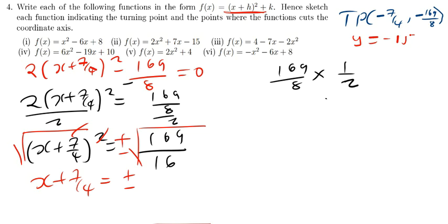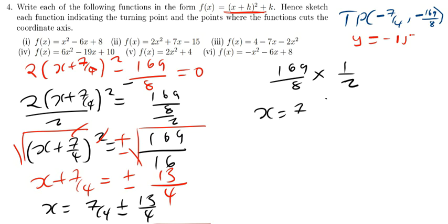It should be 13. The square root of 16 is 4. So what I have now is I'll shift this to the other side. x will be equal to 7 over 4 plus or minus 13 over 4. So the x values that I expect to have is x equal to 7 over 4 plus 13 over 4, or x is equal to 7 over 4 minus 13 over 4.